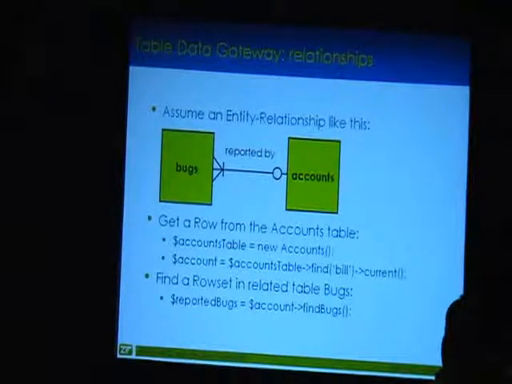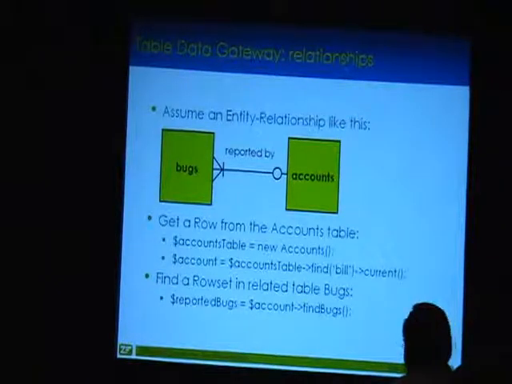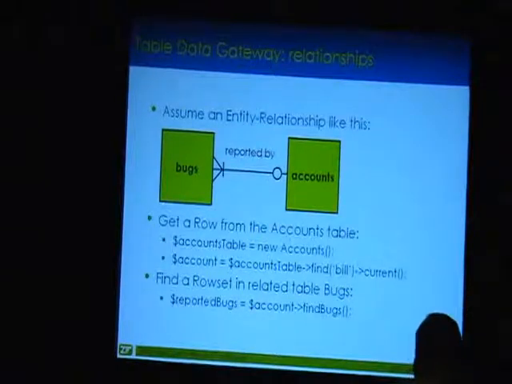So we have a many-to-one relationship between these two. In our example, we want to get the account for me, Bill. So we use our find method to look up the row corresponding to that. I'm assuming that the primary key is a string in this case, so I'm actually looking it up by string, Bill. And then I can just say, find bugs. And it knows to look up a row set from the bugs table, where the values in that bugs table reference the current row that I'm looking at from the accounts table.